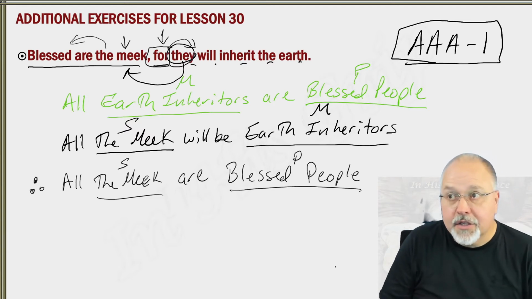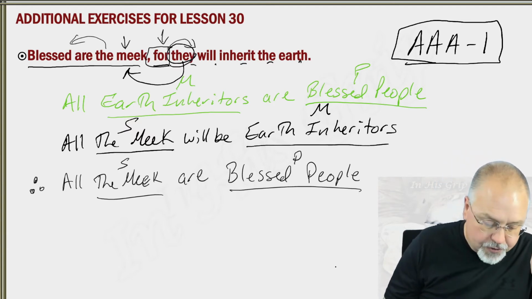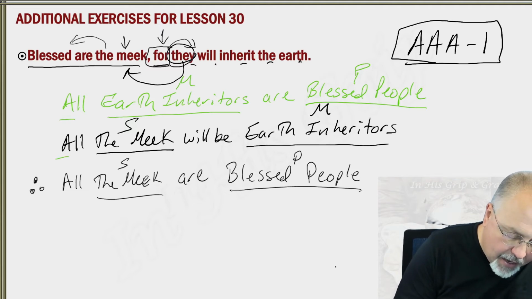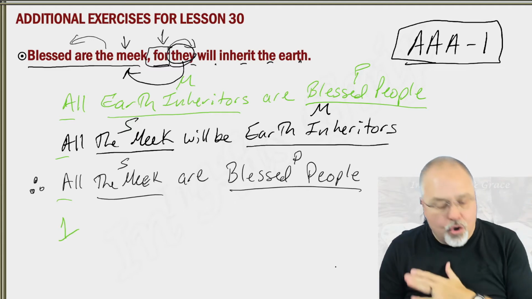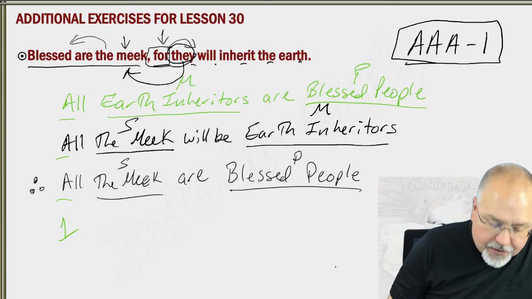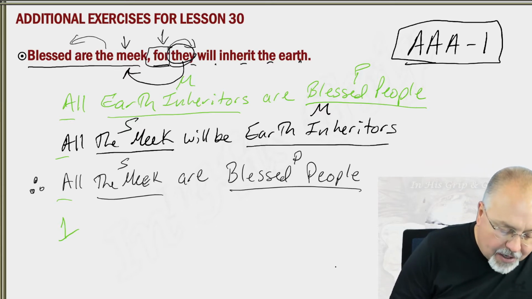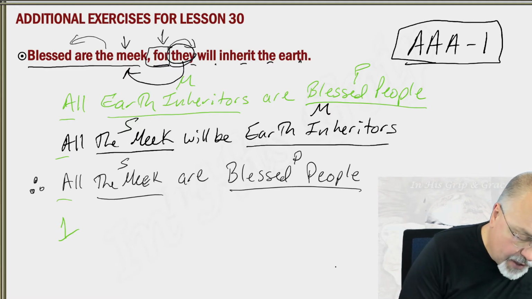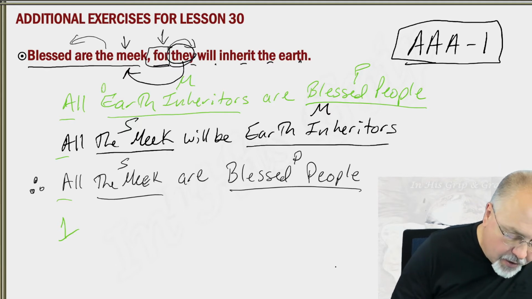All right, let's check it by our rules. So we know this is A. A. This is 1. The figure is 1. Okay, we have no negative statements, so we don't have to worry about our last 3 rules. Okay, let's talk about distribution. The middle term must be distributed in at least one statement. It is here, distributed here. The meek is distributed here, and the meek is distributed here, right?